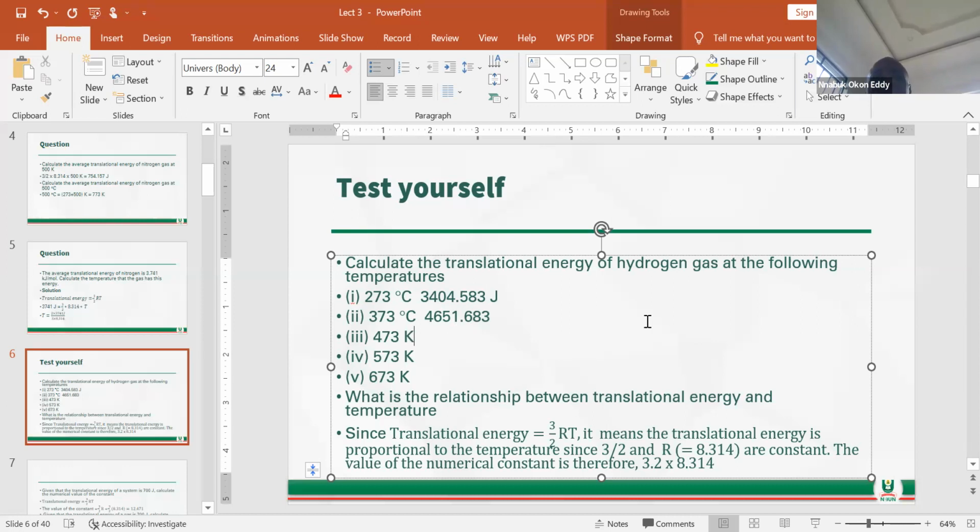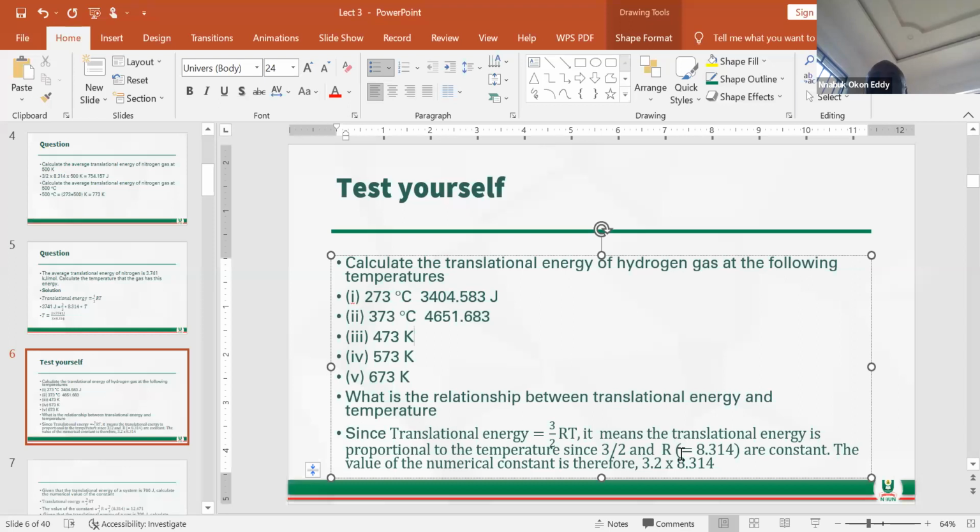What is the relationship between translational energy and temperature? Already we have shown an example where 3/2 RT is equal to the translational energy. So you can now say 2 times the translational energy divided by 3R will be equal to the temperature. So since translational energy is 3/2 RT, it means the translational energy is proportional to the temperature.